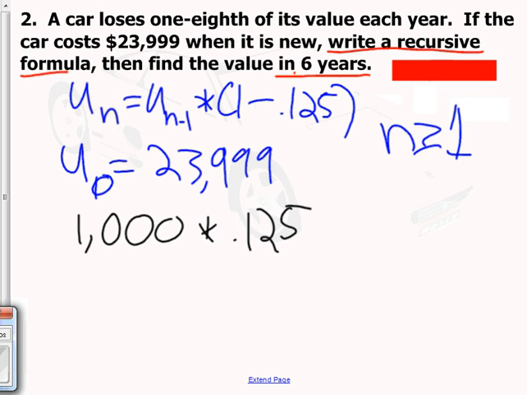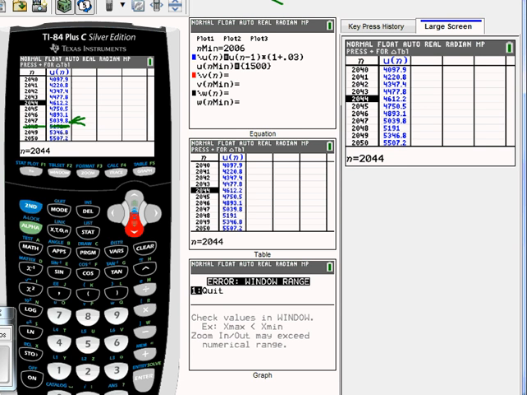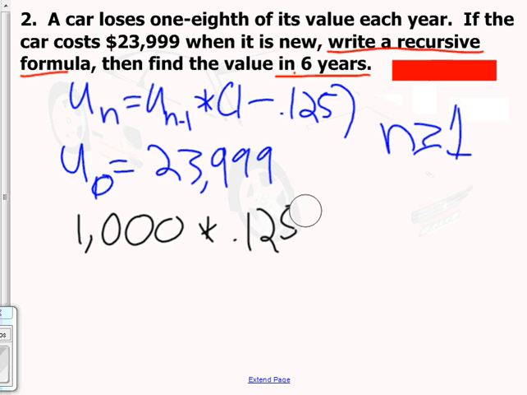That's 1/8 of the value, not what's left. So we want the common ratio to leave us with 7/8. So 1 minus 0.125, or the decimal equivalent there, would be 0.875. Because it's being multiplied by 7/8, that's making it lose 1/8 of its value. Does that make sense? Yeah.